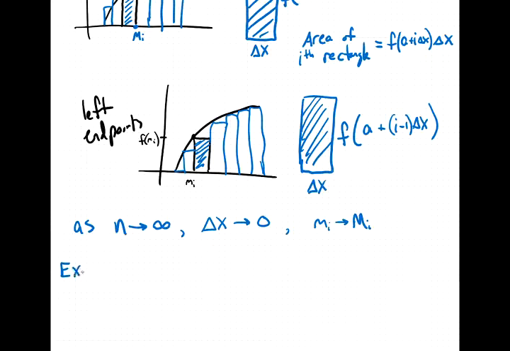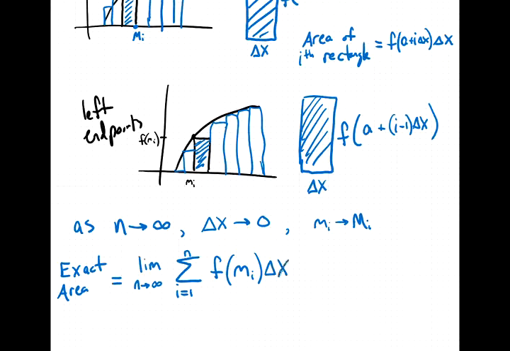So the exact area on the interval a to b under the graph, or bounded between the graph and the x-axis, is equal to the limit as n goes to infinity of the sum of all those rectangles. The sum of those rectangles, i goes from 1 to n, of f of m sub i times delta x. That's if we're using left endpoints. And that's also equal to the limit as n goes to infinity of the sum of all those rectangles using right endpoints. Now, without the limits there, these two things are not equal.